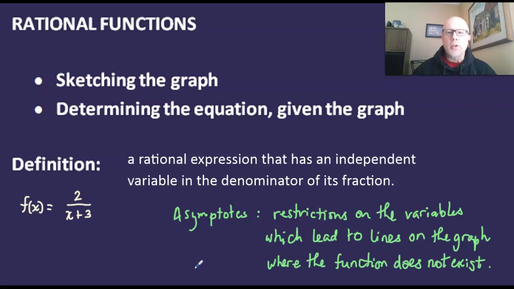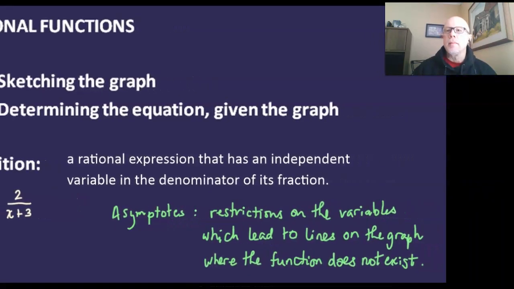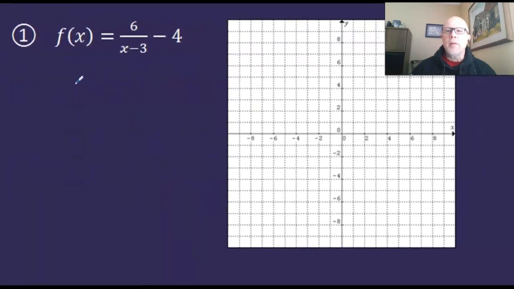So going forward, we're going to try a couple of examples of graphing, and then we'll be given the graph of two different rational functions and we'll determine their equations. So in example 1, we have f of x is equal to 6 over x minus 3, subtract 4. So the restrictions on the variables, let's take a look at the denominator of this fraction. What we know about denominators is that they cannot equal 0. So if we take this portion out of that fraction and say that x minus 3 is not equal to 0, then when we solve this, x will not equal 3.